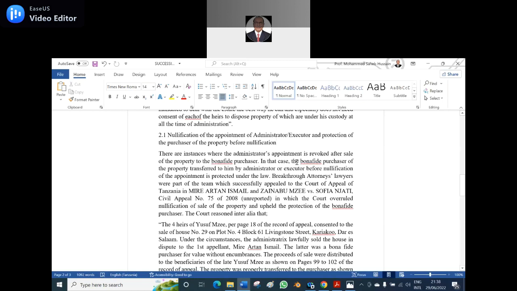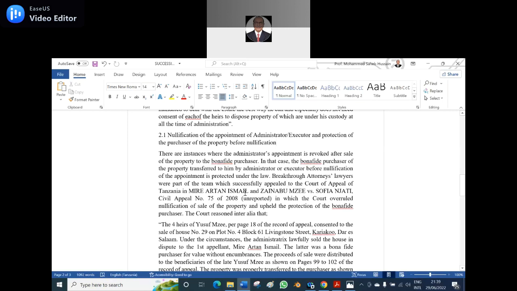So there are instances where the administrator's appointment is revoked after the sale of the property to a bona fide purchaser. In this case, the bona fide purchaser of the property transferred to him by the administrator or executor before nullification of the appointment is protected under the law, because the property was sold before the nullification. Hence the purchaser who purchased the property is a bona fide purchaser, and it cannot be nullified, nor would it be a voidable or void contract. It is a valid contract because it was sold before the nullification of the administrator.